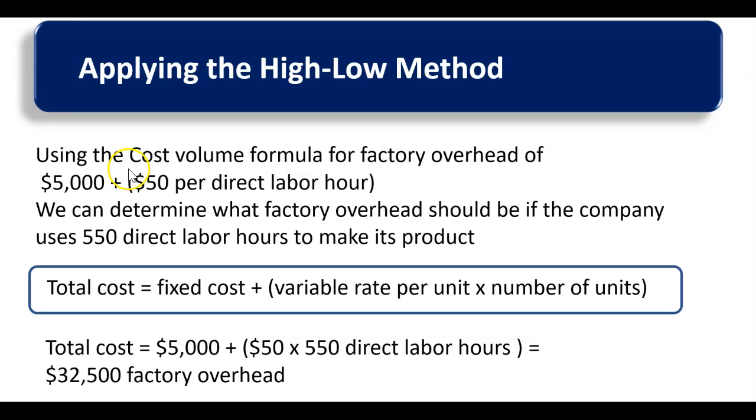So we're now able to use this formula to flex our budget and determine what factory overhead should be if we use 550 direct labor hours.